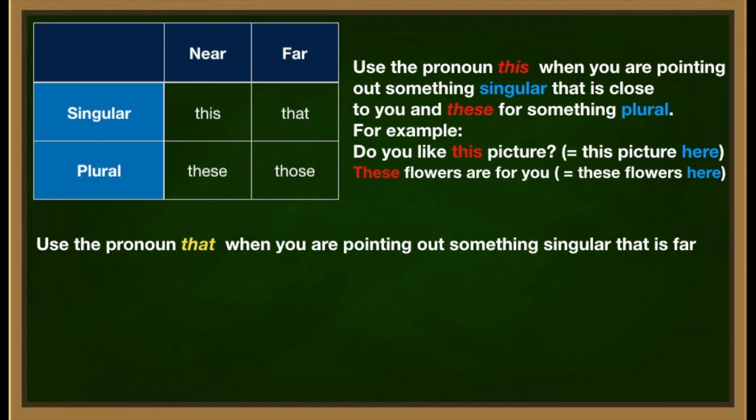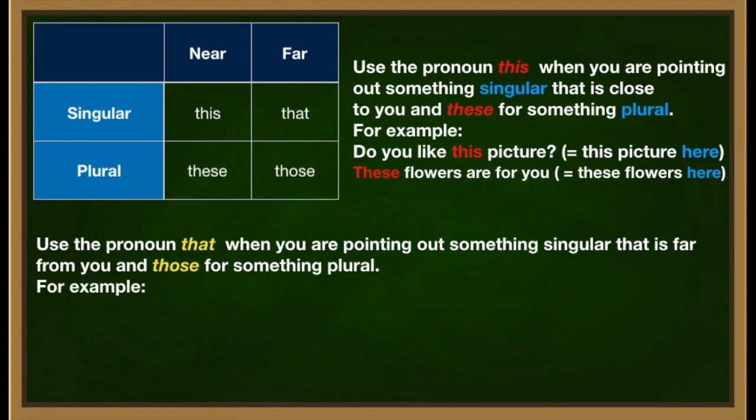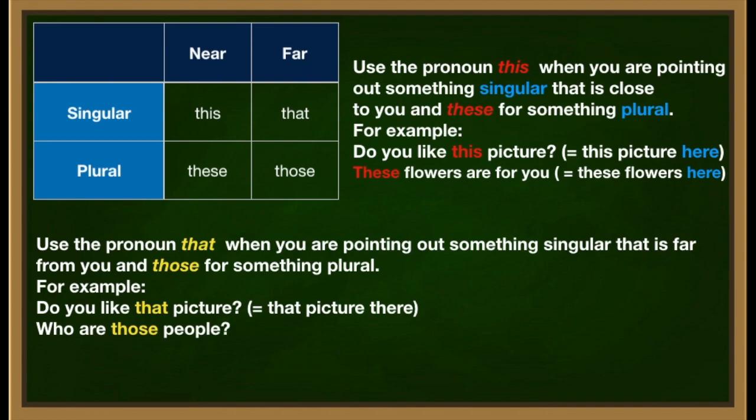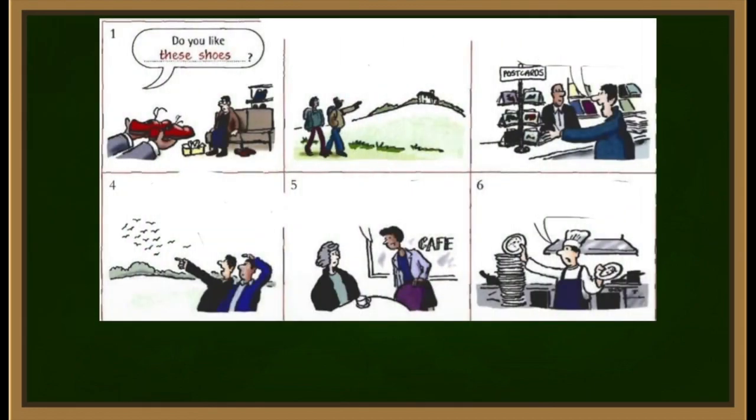We use the pronoun that when you are pointing out something singular that is far from you, and those for something that is plural. For example, do you like that picture? So that picture is singular, but it is far from you. Who are those people? Those, we use it for plural and far from you.